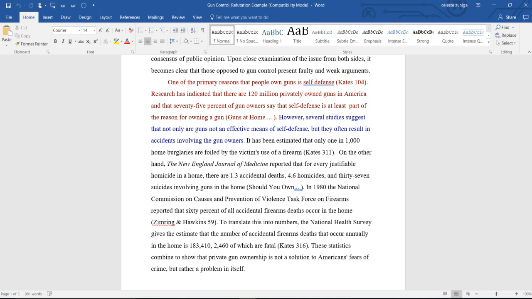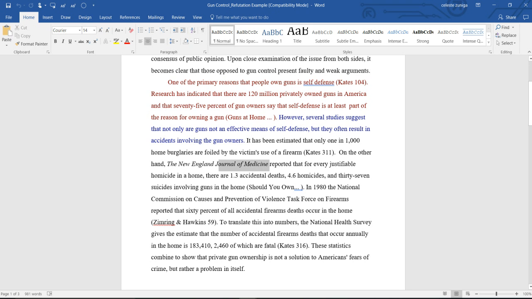However, several studies suggest that not only are guns not effective as a means of self-defense, but they often result in accidents involving gun owners. It has been estimated that only 1 in 1,000 home burglaries are foiled by the victim's use of a firearm. On the other hand, the New England Journal of Medicine reported that for every justified homicide in a home, there are 1.3 accidental deaths, right? This is pretty good evidence.